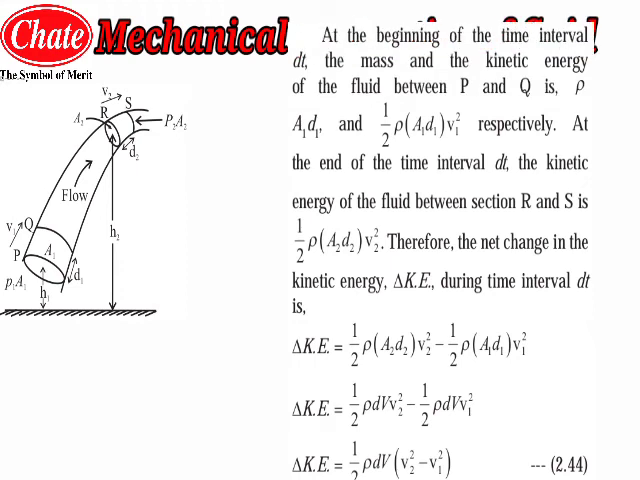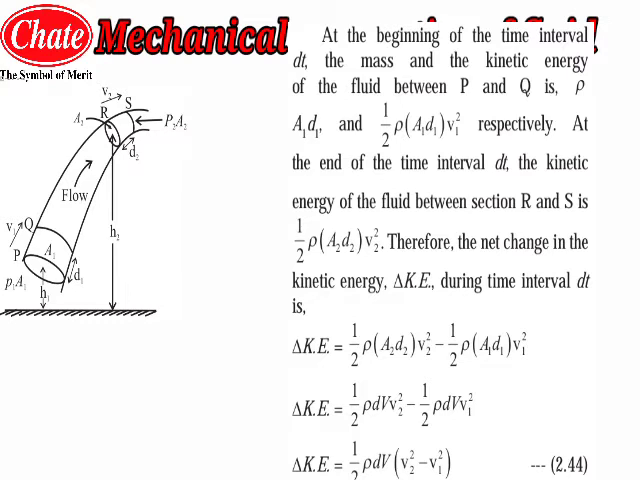Now here we can see that at the beginning of the time interval dt, the mass and the kinetic energy of the fluid between P and Q, as you can see in the diagram, are rho A1 d1 and half rho A1 d1 V1 squared respectively. At the end of this time interval dt, the kinetic energy of the fluid between the sections R and S is half rho A2 d2 V2 squared.